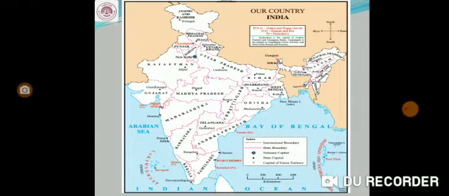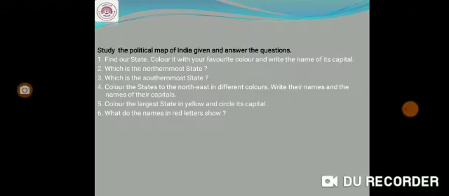I feel everybody has spotted by now that Rajasthan is the largest state. Okay. And what is the capital of Rajasthan? It's Jaipur. So now you're going to color the state in yellow, okay, and circle its capital. Easy? Okay. What do the names in red letters show?